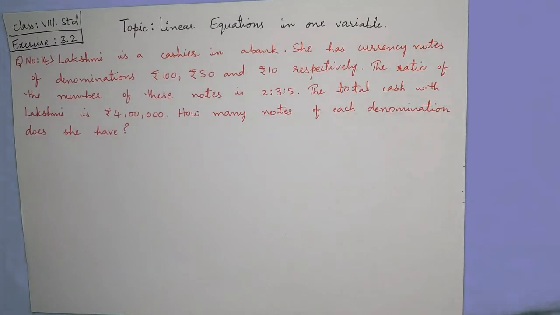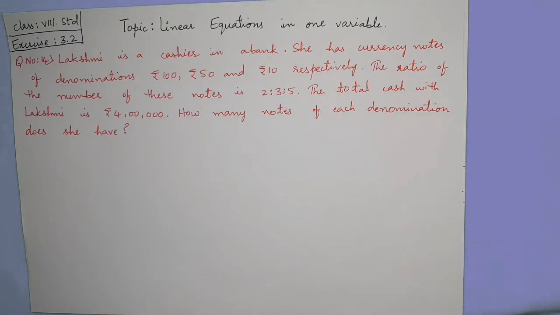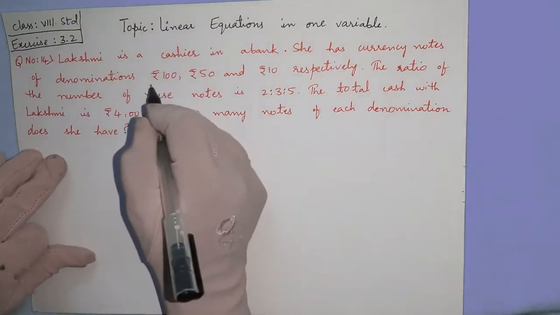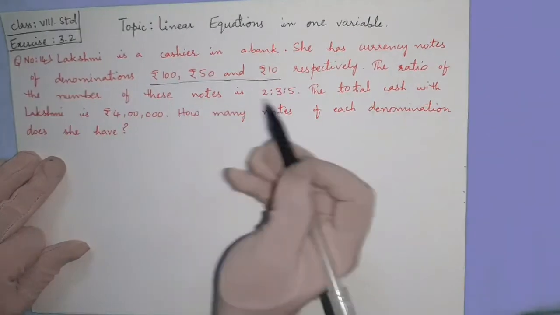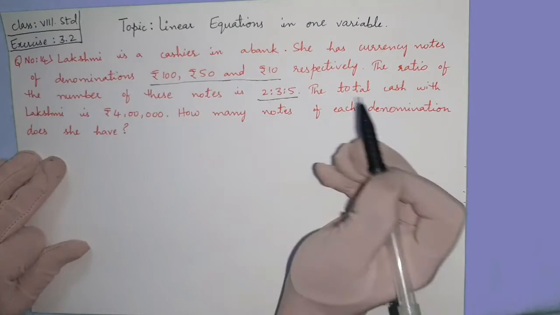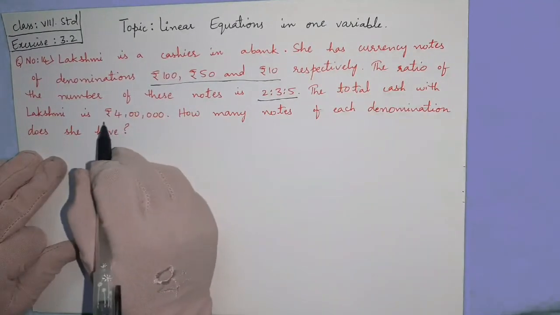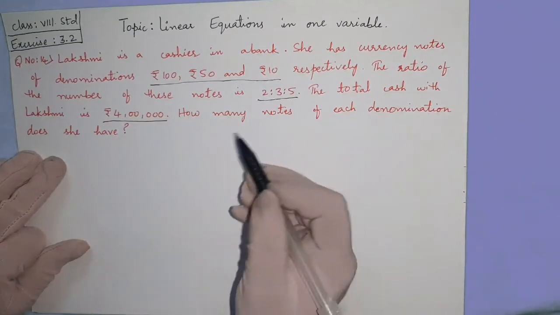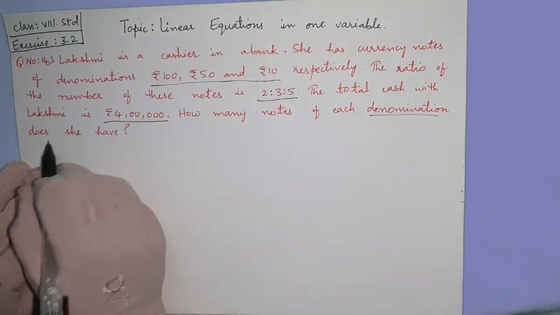Hello everyone. Now the linear equations in one variable exercise 3.2 question number 14. Lakshmi is a cashier in a bank. She has currency notes of denominations rupees 100, 50 and 10 respectively. The ratio of the number of these notes is 2 is to 3 is to 5. The total cash with Lakshmi is rupees 4 lakh. How many notes of each denomination she has?